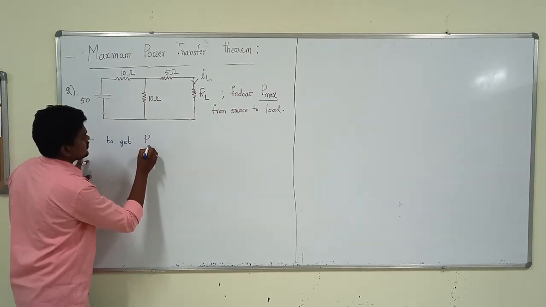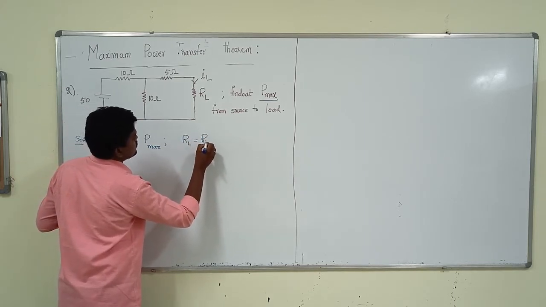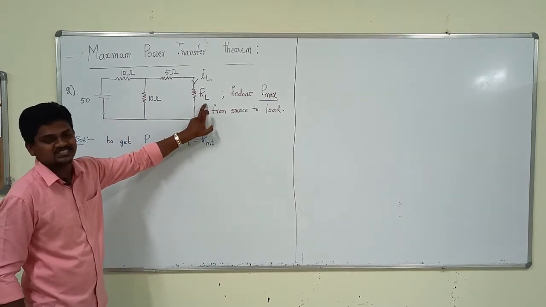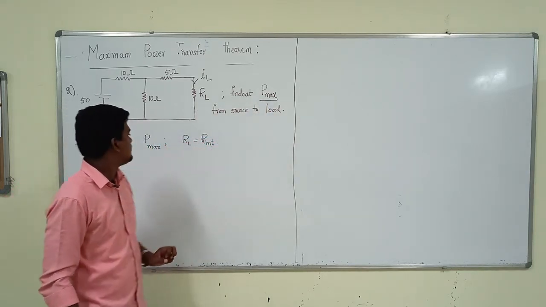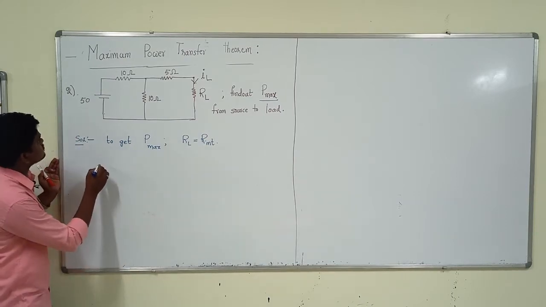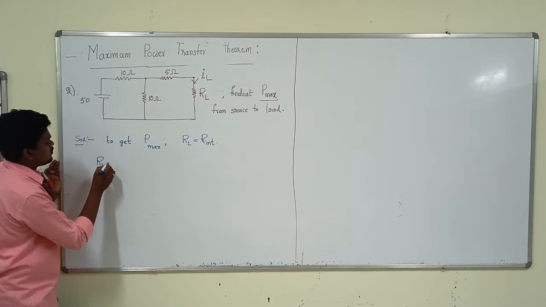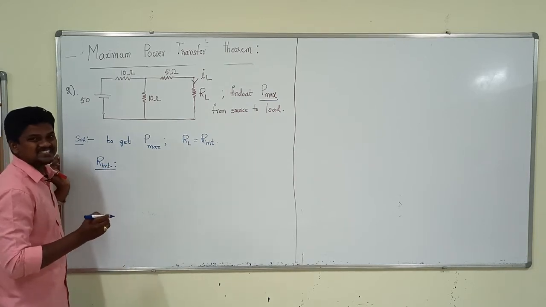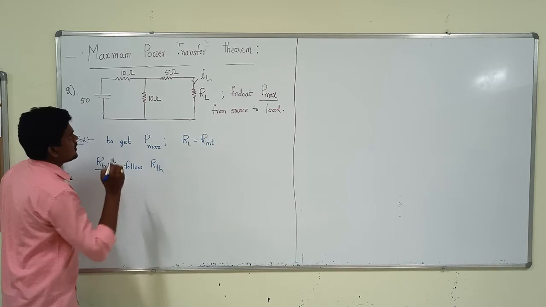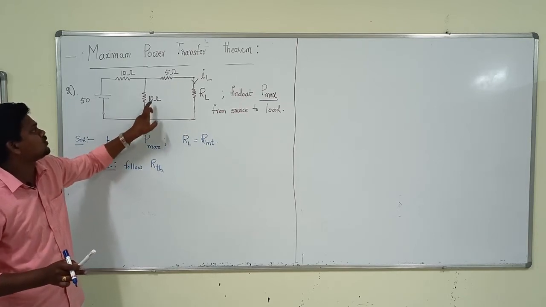To get P max, load resistance will be equal to the source internal resistance. So if you know the source internal resistance, automatically that is the load resistance to satisfy P max, right? So first we have to find out the internal resistance. If you observe here, we have 3 resistances, and we don't know the series or internal resistance. To find that, follow Thevenin's.